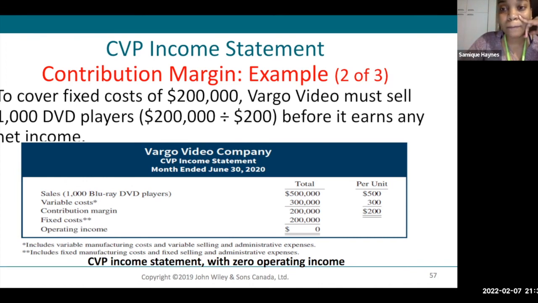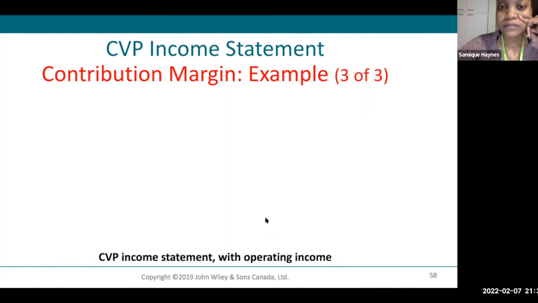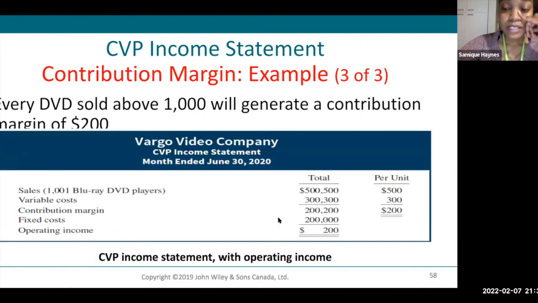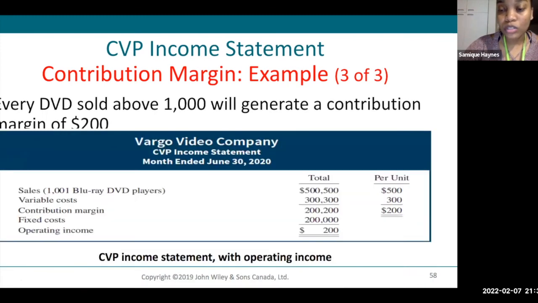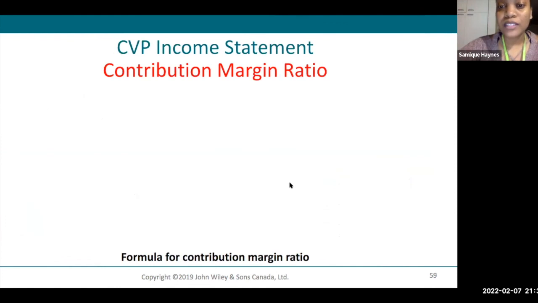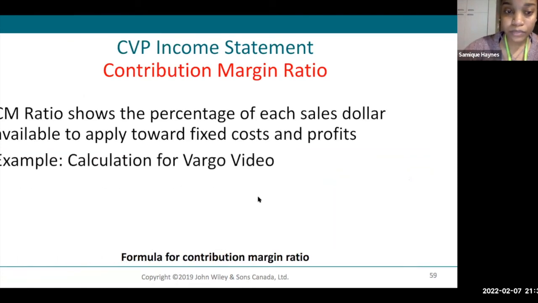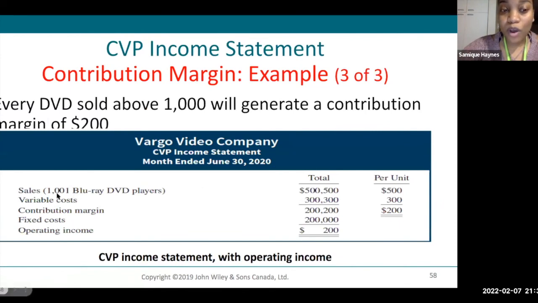What do you think? If we sell one more, Kansas thinks we'll make a $200 profit. Anyone else? Okay, Colby agrees. So that's correct. We're going to make a $200 profit, and that's because for every increase in the units sold, we will make the contribution margin per unit, and we said that before. So with selling 1,001 DVD players, we now make a profit of $200. Everybody clear on that?